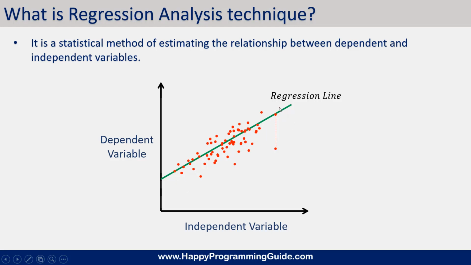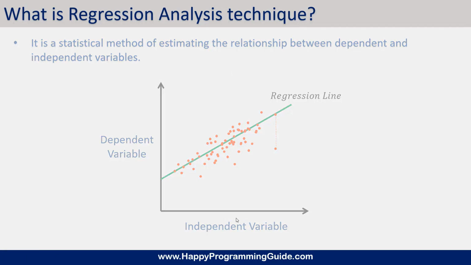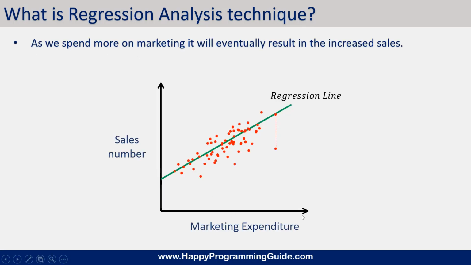So regression analysis technique tries to establish this relationship. We know that as we spend more money on marketing or R&D, it is likely to result in increased sales numbers. So this is a kind of positive relationship. In a positive relationship, the slope of the regression line is positive. There is a negative relationship as well.